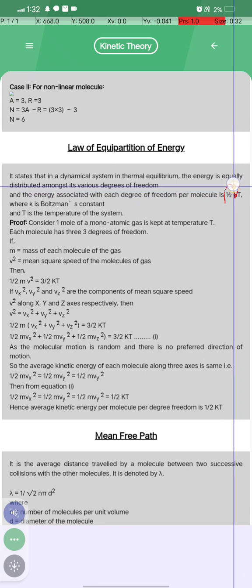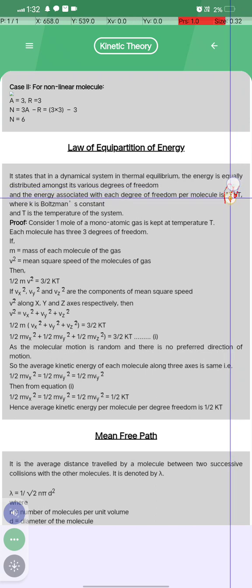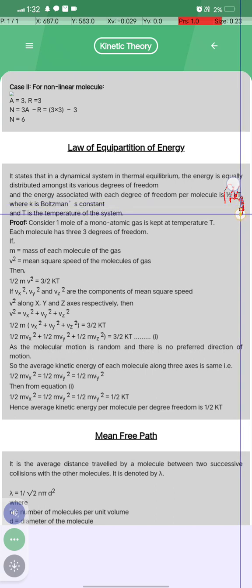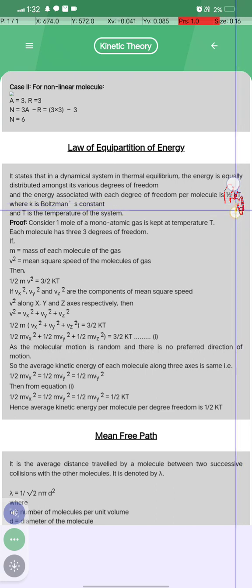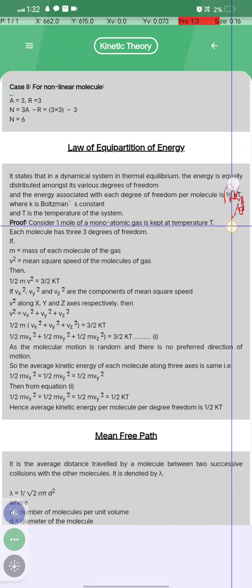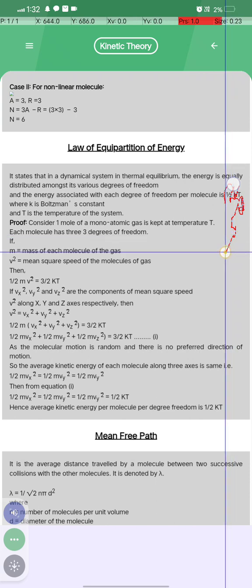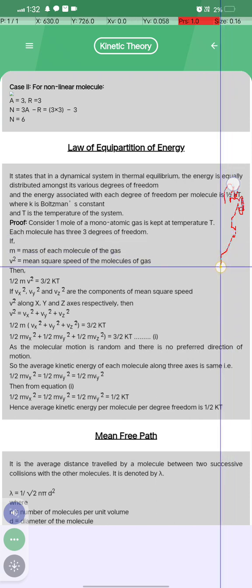Energy is equally distributed among its various degrees of freedom, and the energy associated with each degree of freedom per molecule is half kT, where k is the Boltzmann constant and T is the temperature of the system. To prove this, consider one mole of a monoatomic gas kept at temperature T. Each molecule has 3 degrees of freedom.